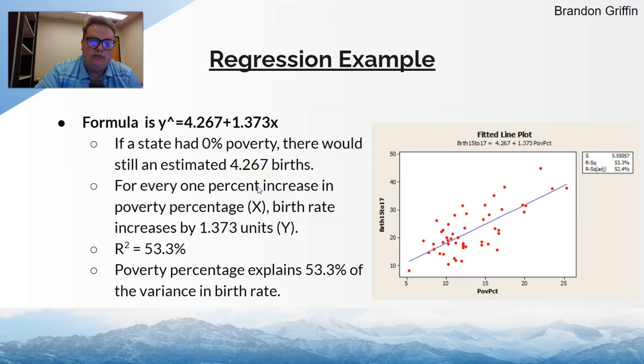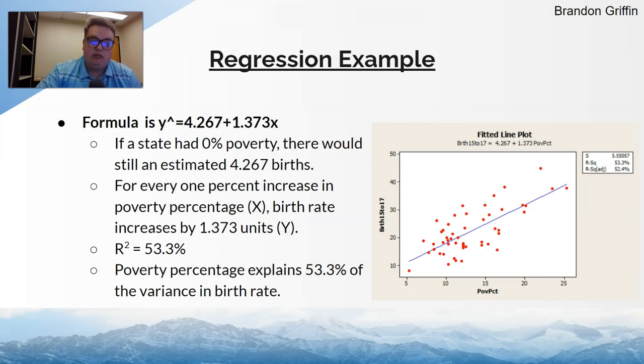So the R squared, or the story, is 53.3%. So poverty percentage, our X variable, explains 53.3% of the variance in birth rate. So the 53.3% means that we have a good portion of the story, but there are likely other variables that impact it. When we're talking about people, or things like social science like this, you're never going to know the full picture. It would take hundreds, thousands, millions of variables, and you still are unlikely to get an R squared of 100%. That's just never going to happen.